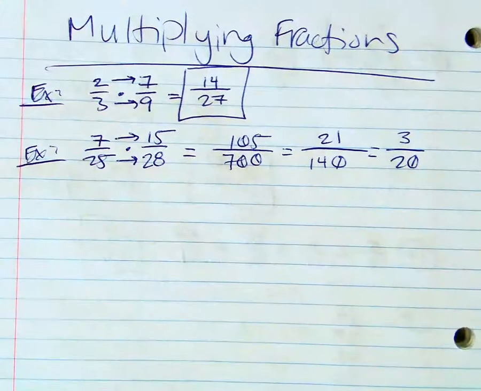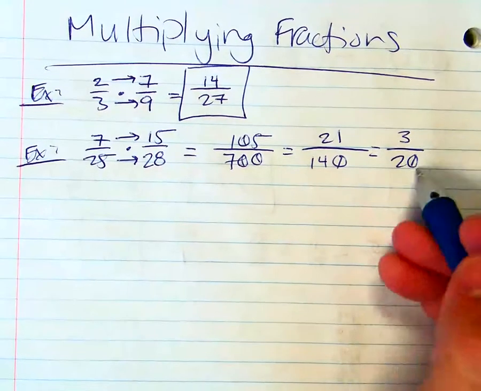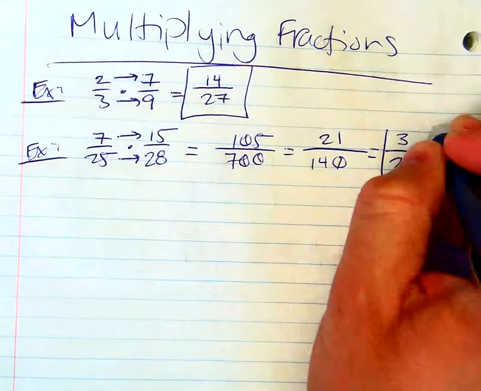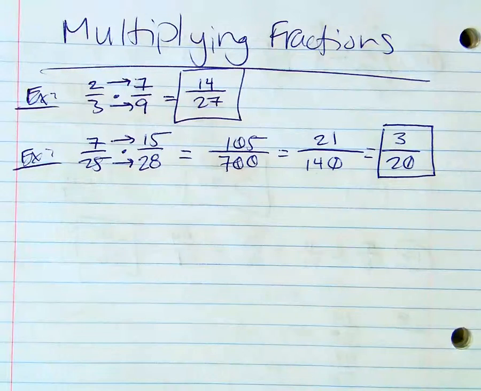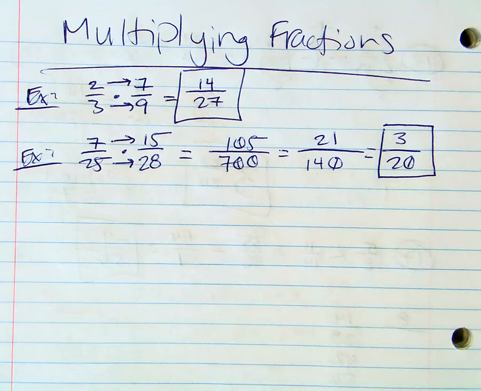Now we have a final answer. There is nothing that goes into 3 that also goes into 20, so after all that, we are finally done. There was an easier way to do this. And this is the way that I'm going to want you to do this. So please pay very close attention, because this will save you a lot of time.